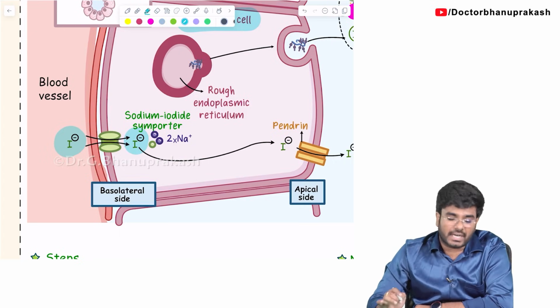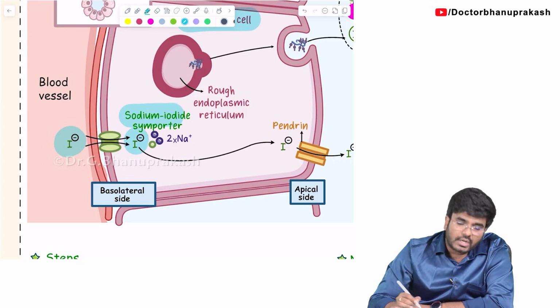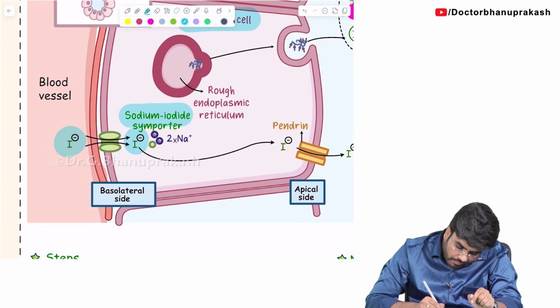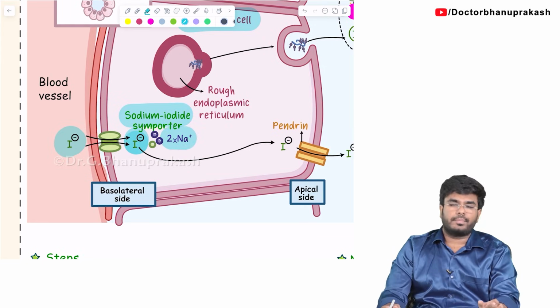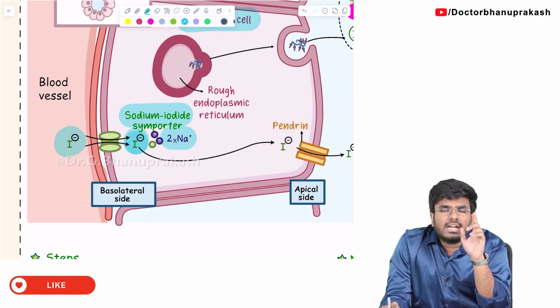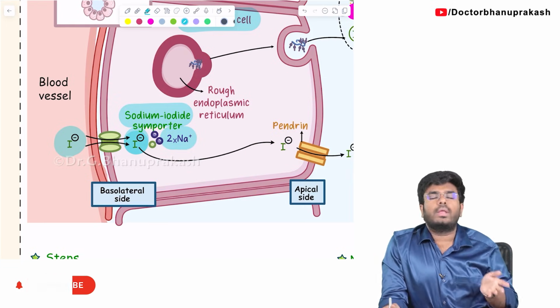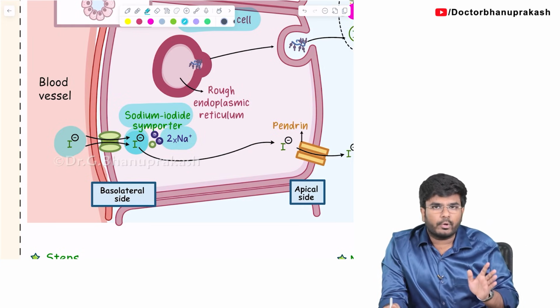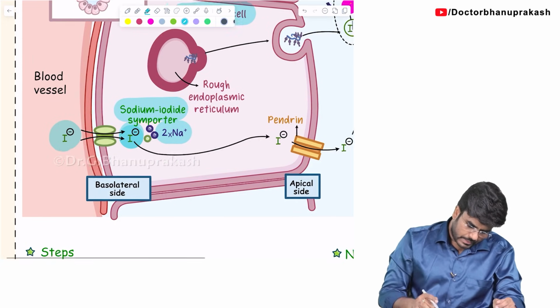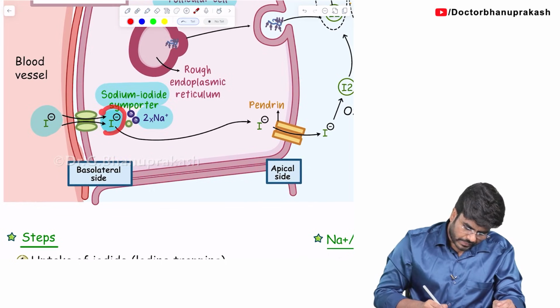Now, what is the name of this transporter? This transporter is called the sodium-iodide symporter. Along with iodide, sodium is also getting absorbed. So what I am trying to say, the transporter which is helping in this iodine trapping is called the sodium-iodide symporter, or you can say sodium-iodide cotransporter. Okay. So here is our hero. Hero came into the cell.